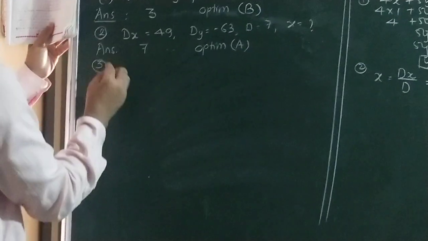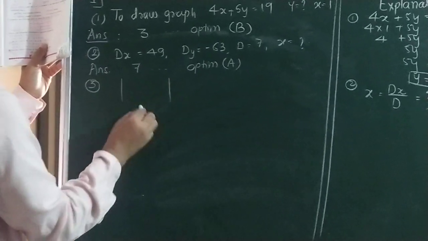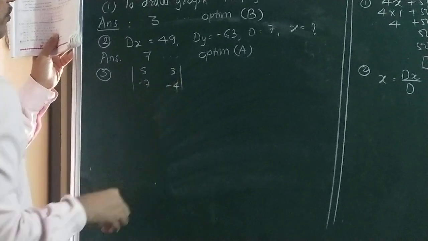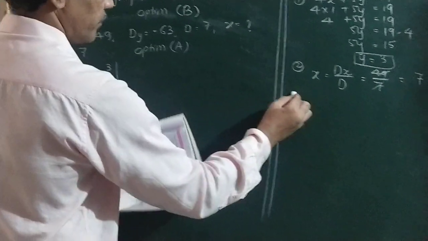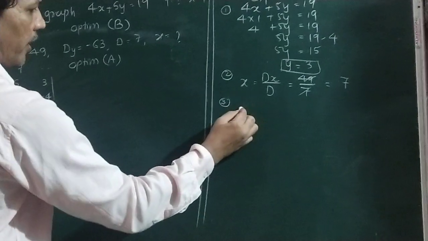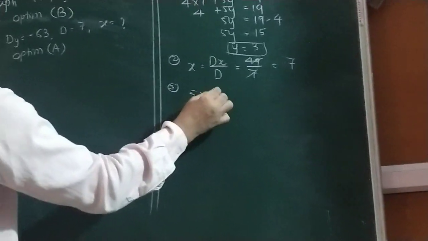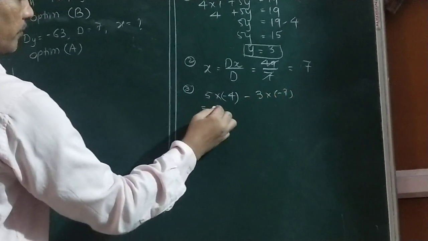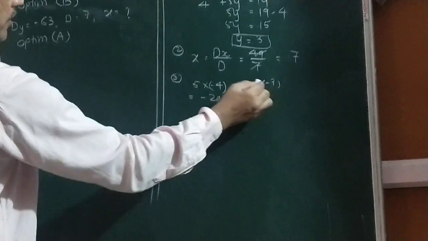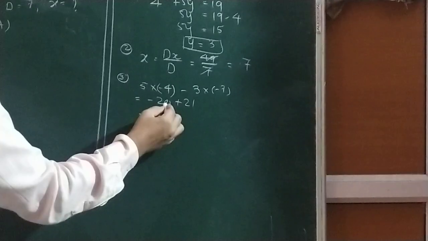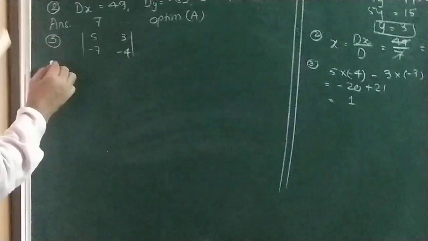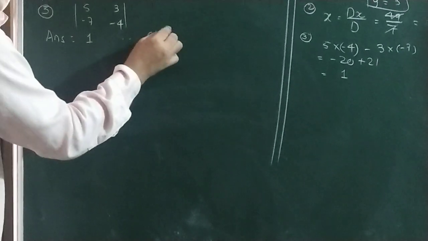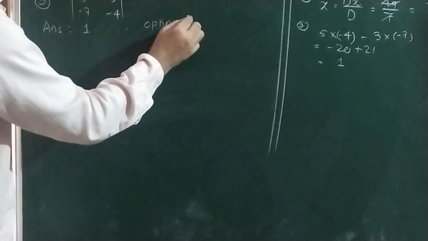Third, find the value of 5 minus 7, 3 minus 4. So cross multiplication, you know very well. 5 into minus 4, then minus 3 into minus 7, minus 20, minus minus plus, 3 sevens are 21. Minus plus subtraction, bigger number sign. So the answer is what? 1. Answer 1. And what is the option here? Answer 1, D.